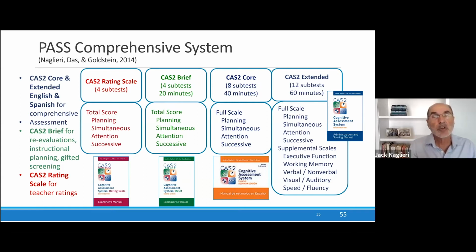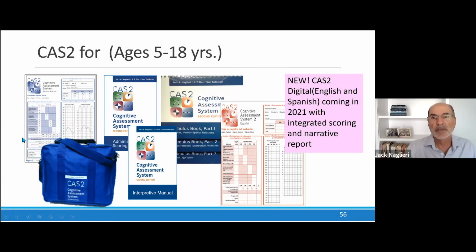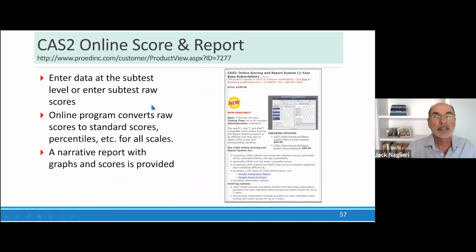And then the CAS2 Core is 40 minutes. It's 8 subtests, the first 2 in each of the 4 scales. The CAS2 full version, 3 in each of the 4 areas, has supplementary scales if that's of interest to you. And of course, we have the CAS2 Spanish. So I really wanted to build out the different ways of getting measurement of the theory. And we also have online scoring and report writing. So I wrote a report for every possible combination of scores.